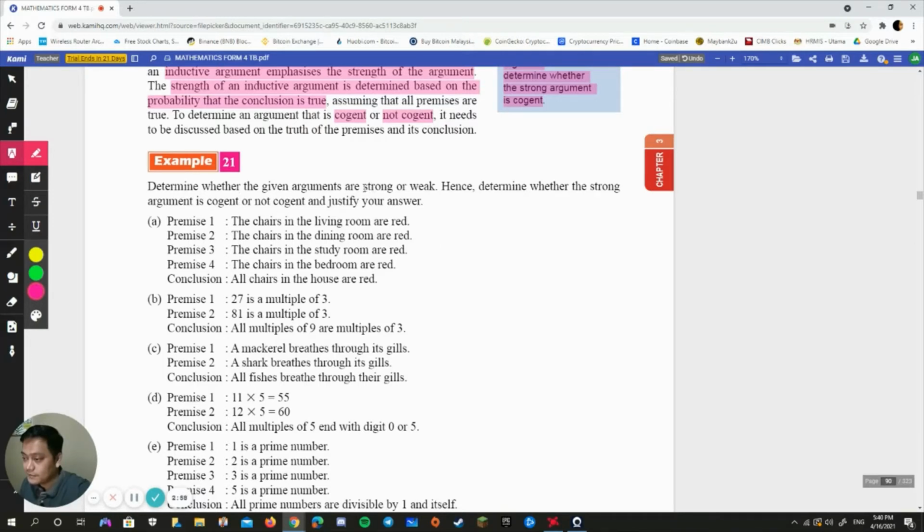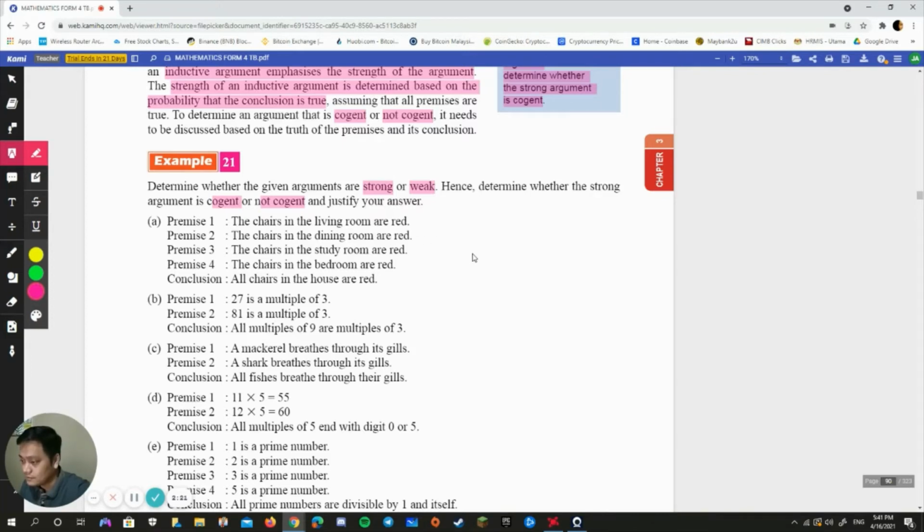First you need to determine whether the argument is strong or weak, and then we determine whether it's cogent or not cogent. Very simple. Strong or weak, then cogent or not cogent. You refer to A. Premise 1, the chairs in the living room are red. Premise 2, the chairs in the dining room are red. Premise 3, the chairs in the study room are red. Premise 4, the chairs in the bedroom are red. And then the conclusion, all chairs in the house are red. So is this strong or weak?